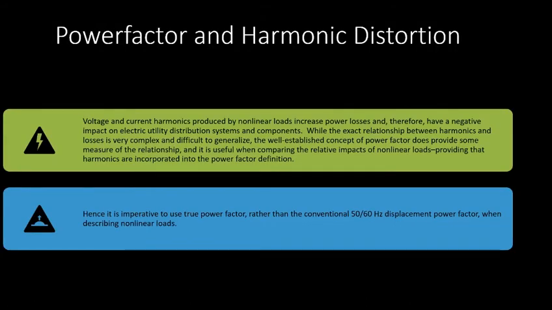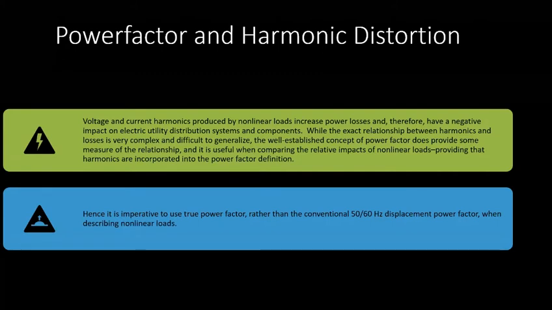Moving on to the relations between power factor and harmonic distortion. Voltage and current harmonics are fundamentally produced due to nonlinear loads, and these increase power losses and therefore have a significantly negative impact on the electric utility distribution systems and components. While harmonics and power factor, and the losses that arise, have a very complex relationship, one way to measure harmonics is by understanding the power factor of that complete nonlinear system. So by understanding the power factor, it gives us a good idea about the level of harmonic distortion.